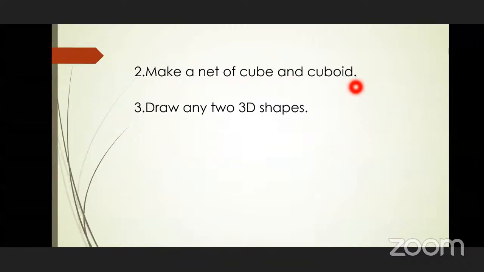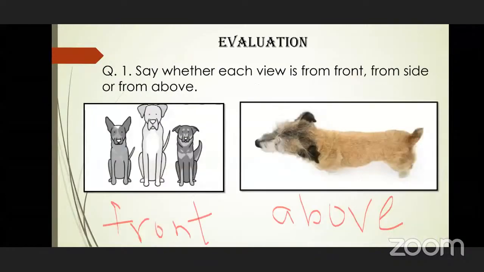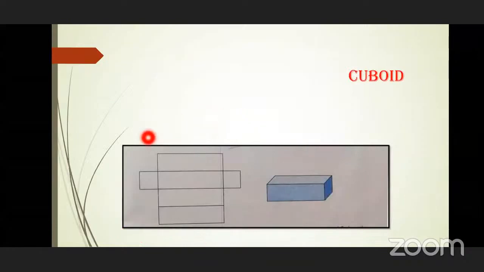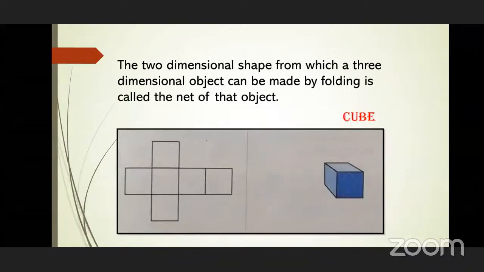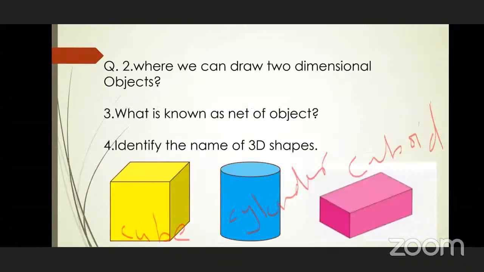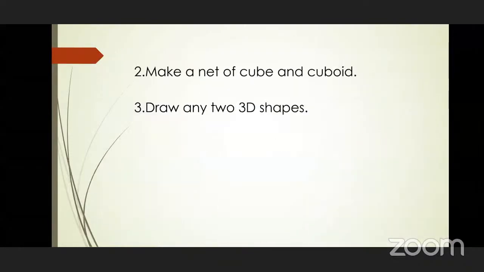In the second question, make a net of a cube and cuboid. That's what I have shown you here. This part you have to make on paper. This net you have to make and make a 3D shape. This cube and cuboid you have to make.